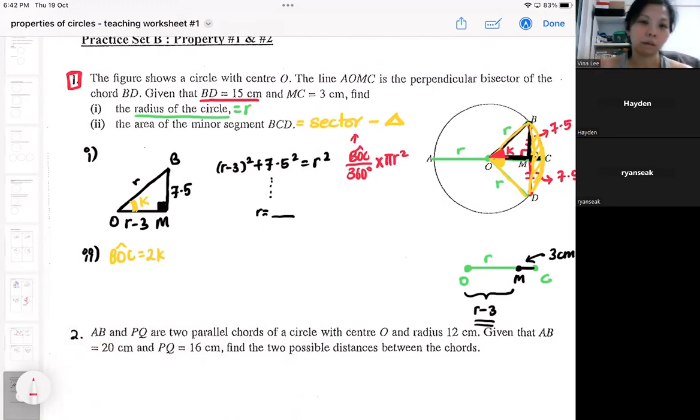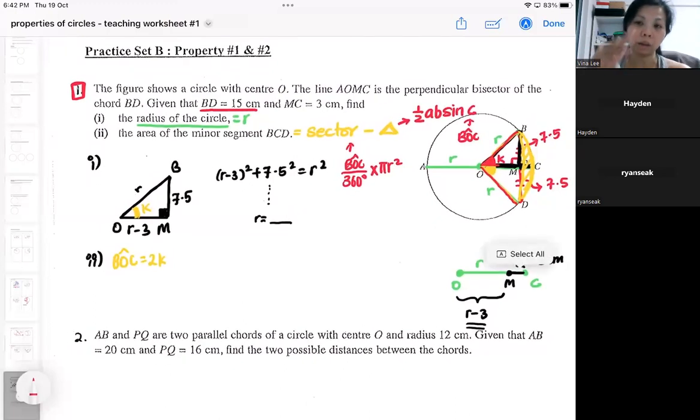The R has to come from the first part. But you cannot use the 3SF radius. You use the more accurate one. And then for the triangle, it will be the half AB sine C that you learn in your trigo. But the angle will be BOC, and the AB will be the radius. So this question marries property 1 and 2 and the sector idea that you learn.